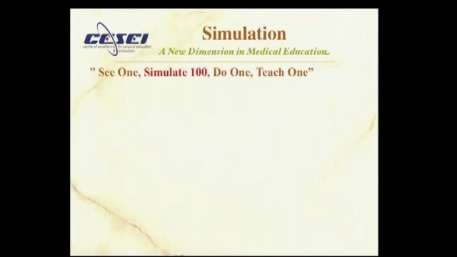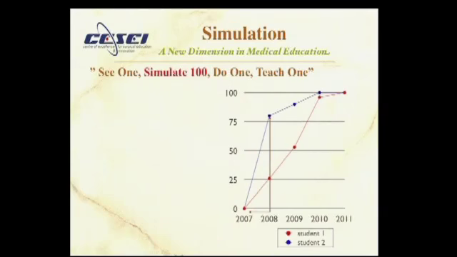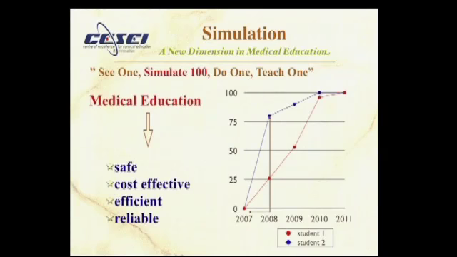Now, if you choose this method, then what you would do with our medical system, our educational system, is that we bring the threshold of independence much closer to the left side, and we make residents prepared much earlier, and maybe we even reduce their time of training. Therefore, medical education could be safer, cost-effective, efficient, and more reliable.